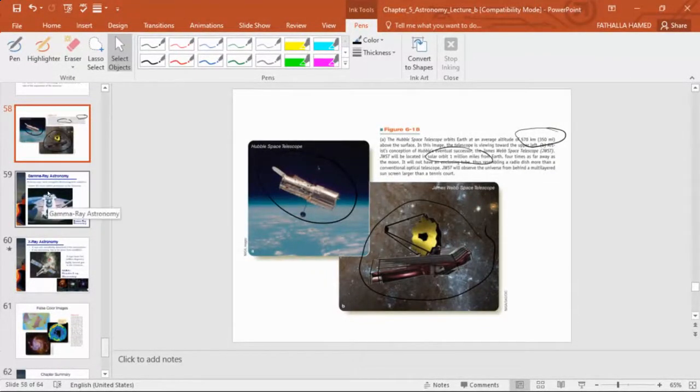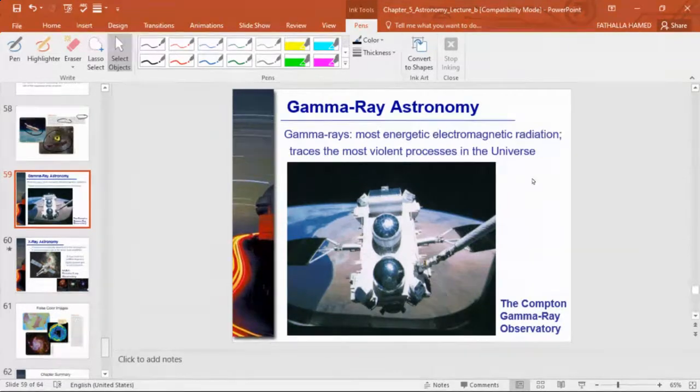Now we have gamma ray astronomy, that means we want to detect gamma rays. Gamma rays have very short wavelengths and high frequencies. If we detect these gamma rays, that means they are coming from violent processes in the universe, meaning very hot temperature. This is known as the Compton Gamma Ray Observatory. There are many nations that collaborated to put this telescope in space.